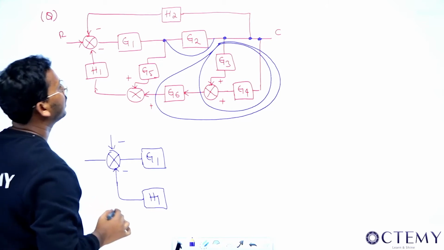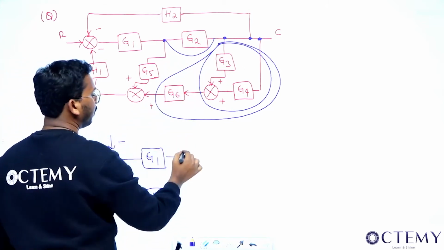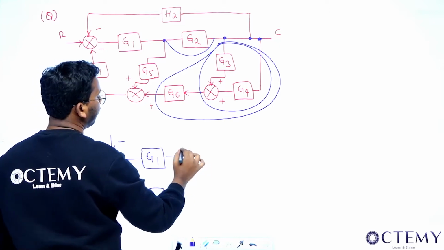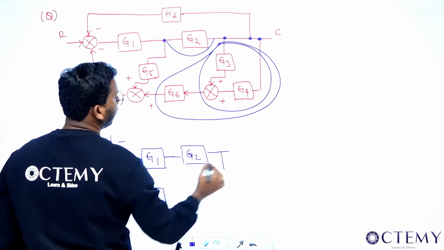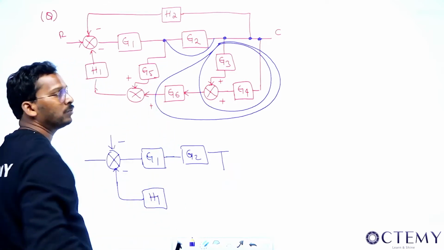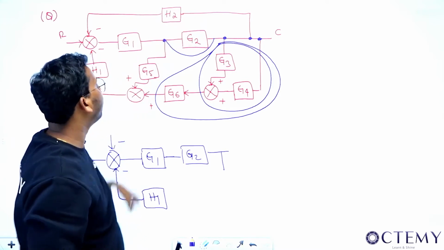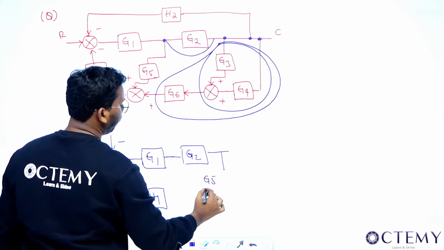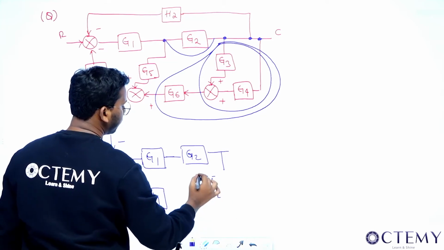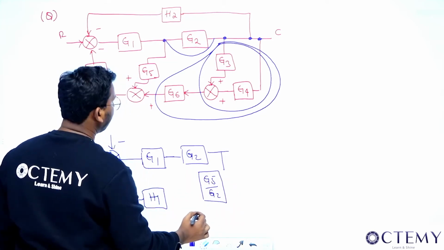Right? Next, I will shift this summing point and also take this parallel path. So this G2 will come here, sir. Alright, I have shifted. So whatever is coming here will have G5 by G2. Why by G2? You are going from before to after, so divide. So what will you get? You will get G5 divided by G2. And this goes to a summing point, sir.